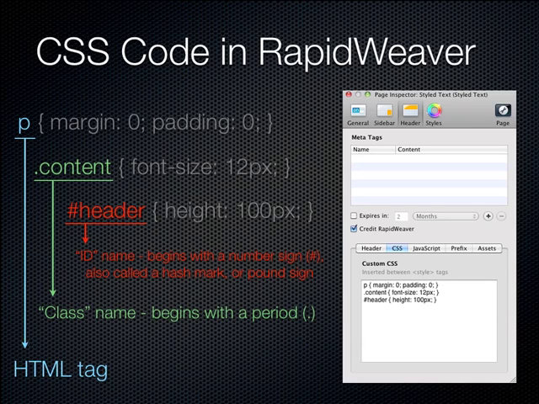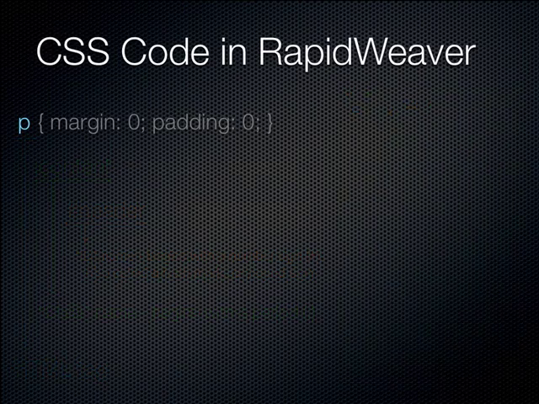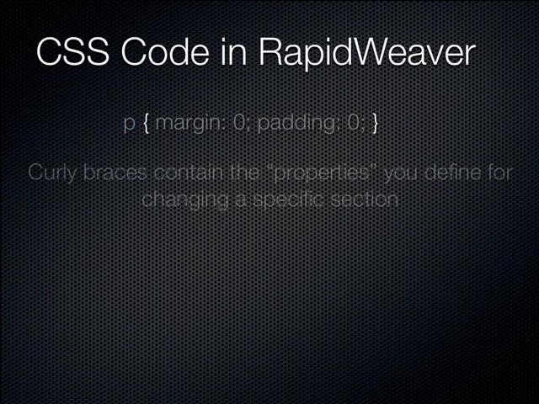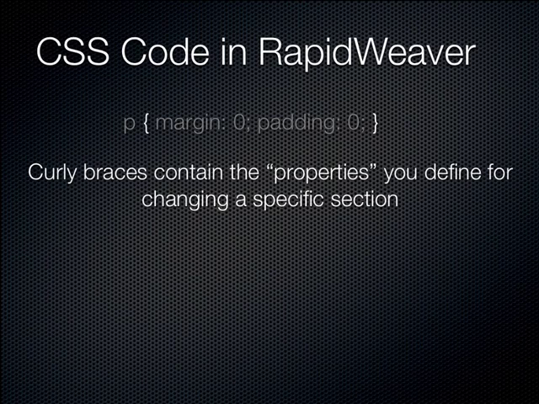Now, after you've entered the special name for the exact section you want to change, the next step is to type in a pair of curly braces. The curly braces act like a container that holds all the specific instructions for the changes you want to make to that section.